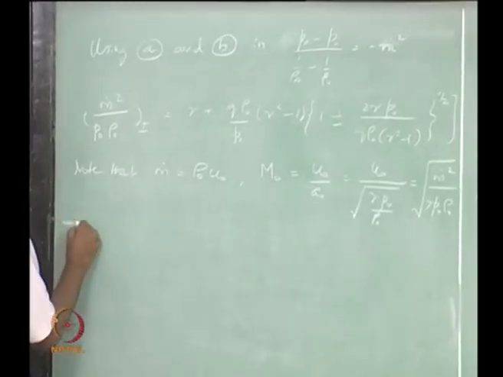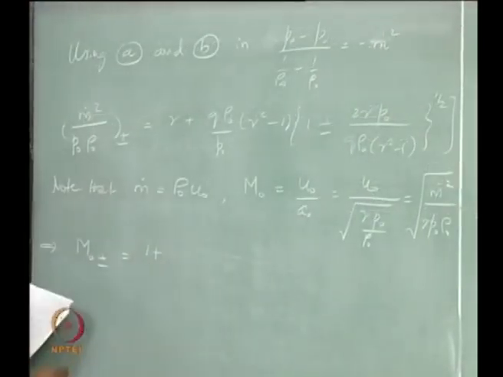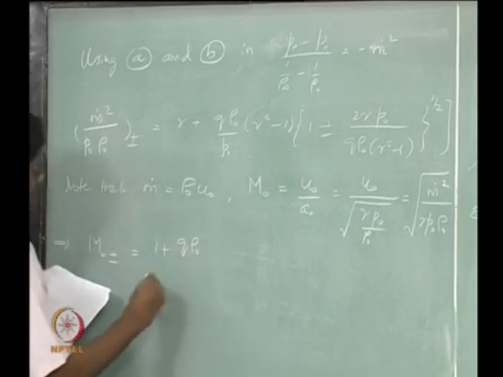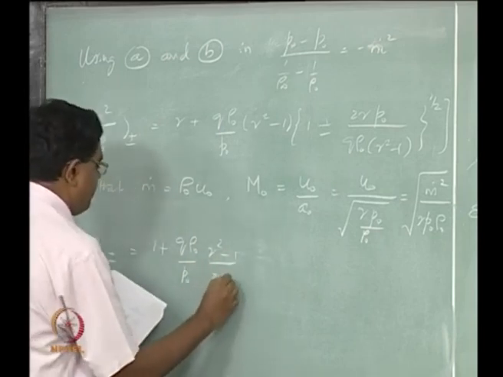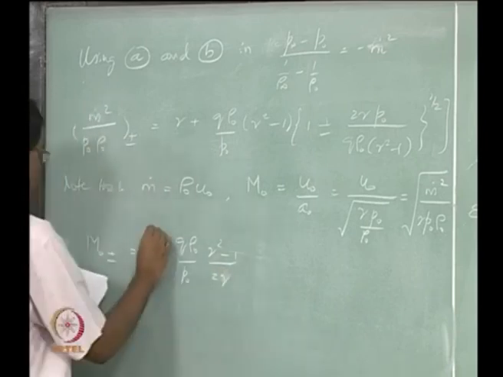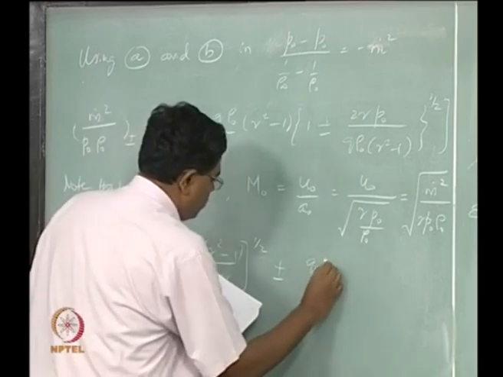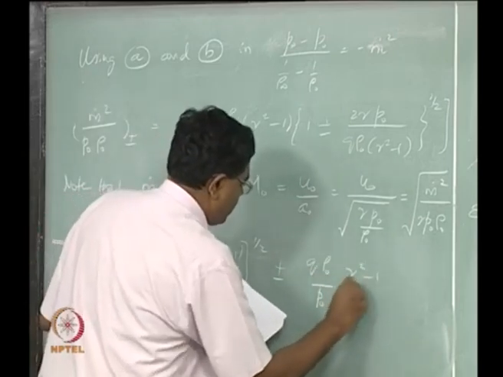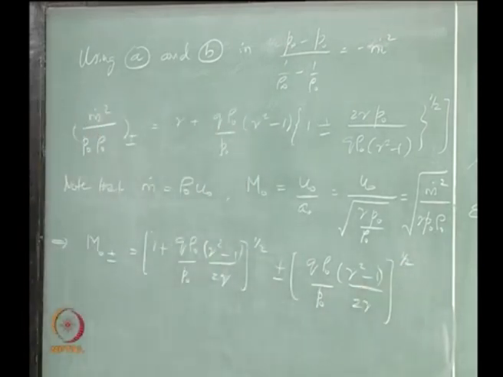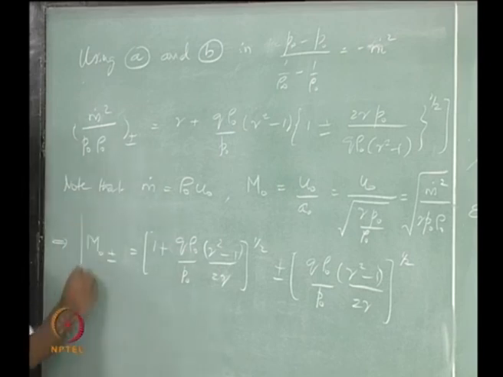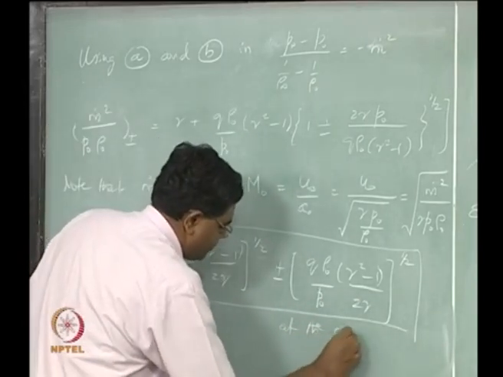So from here we should now be able to write M naught plus or minus as 1 plus Q rho naught divided by p naught, gamma squared minus 1 divided by 2 gamma, the whole to the half, plus or minus Q rho naught divided by p naught, gamma squared minus 1 by 2 gamma, the whole to the half. So it is falling into some sort of a pattern, and this is what we were looking for, because it is going to say something to us at the CJ points.